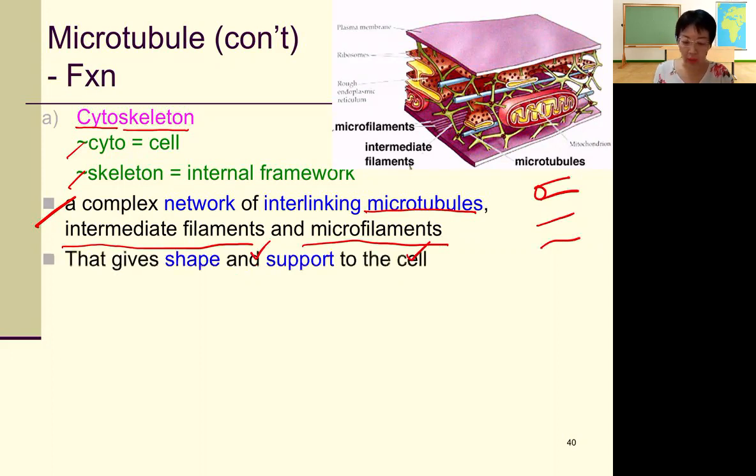So the function is to give shape and support to the cell. You know that cells have their own shape, like the red blood cell is always biconcave. So there must be something inside to maintain and support this shape. That is the cytoskeleton. And sperm cells are always this shape, and our nerve cell is this shape. So why do cells have their own shape? It's because there is cytoskeleton to provide the shape and support.